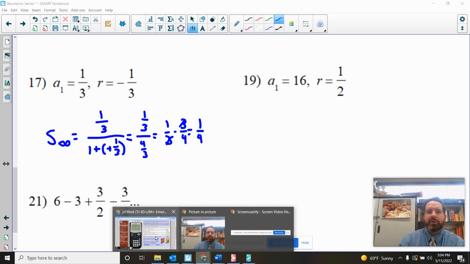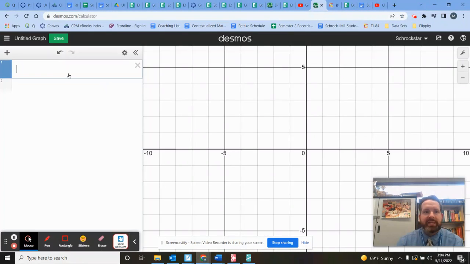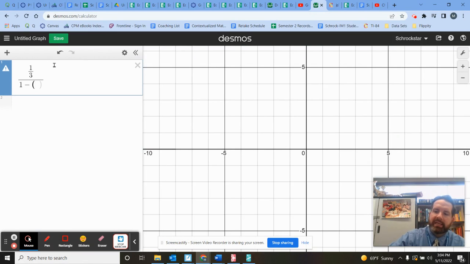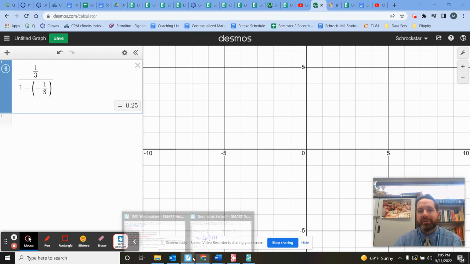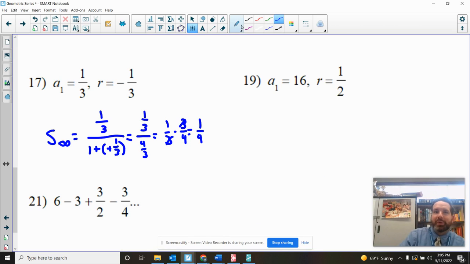Let's check it though on our technology. I'm going to use Desmos here. On the top, a third. On the bottom, 1 minus negative a third. And look at that. Comes out to 0.25, which we know is 1/4. This is pretty cool. I enjoy the infinite sums just because they're super neat.